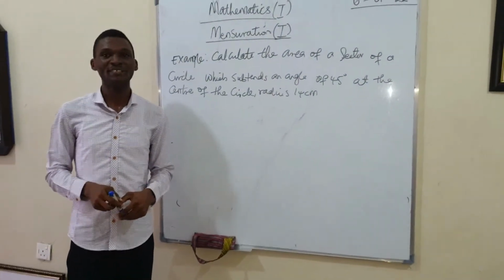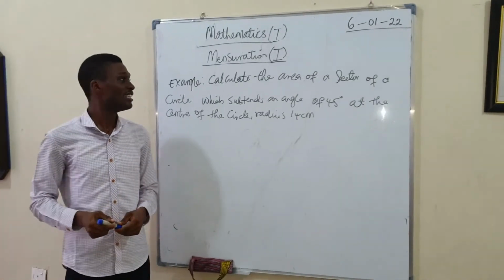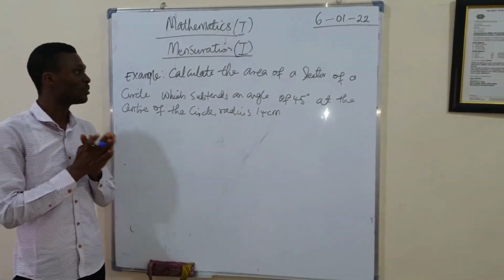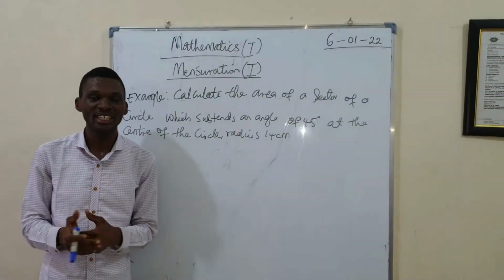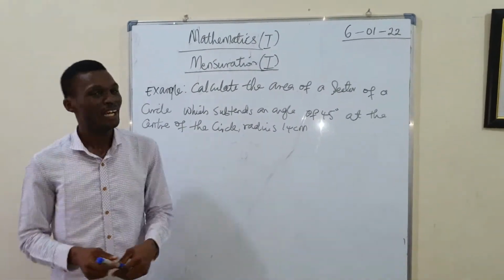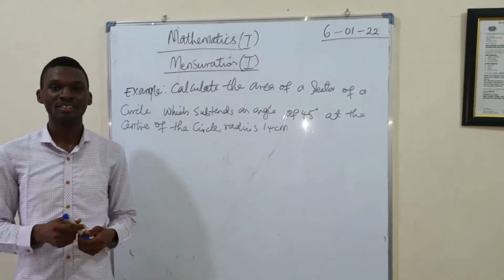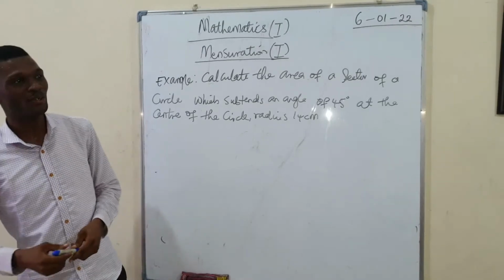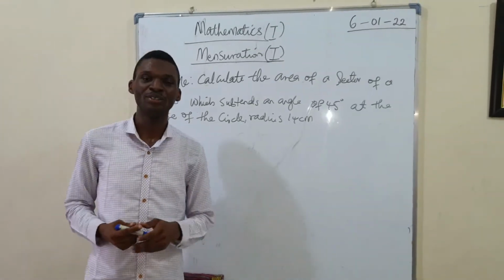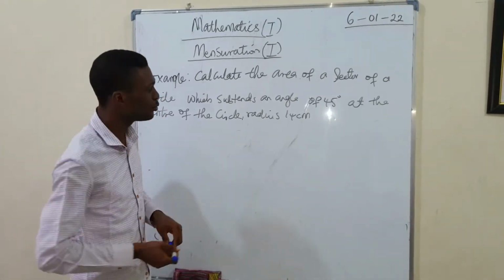Okay, we are done with the length of arcs of the circle. Next, we're looking at the area of a sector. So the question we have on the board has to do with the area of a sector. Now, what is a sector? Like you were taught in your junior secondary, the sector of a circle is any fractional part of a circle and is bounded by an arc and two radii.